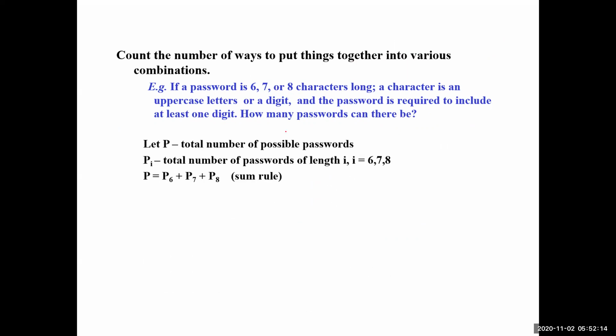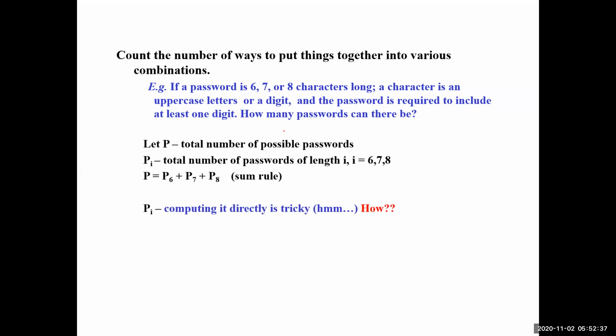Okay, so we can do this as a combination of product rule and sum rule. Let the total number of possible passwords that can be generated, P, be equal to P6 plus P7 plus P8, where P of i is the number of passwords of that length. So P6 indicates the passwords with 6 character length, same way 7 and 8. So here we are applying the sum rule.